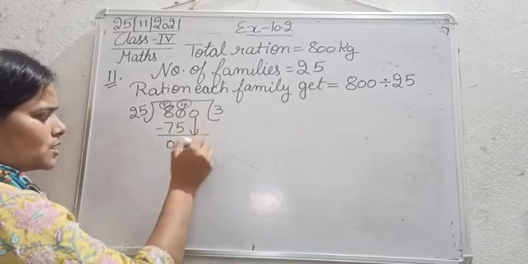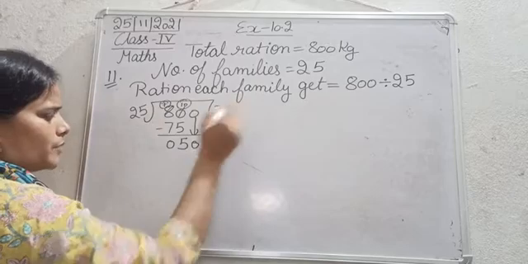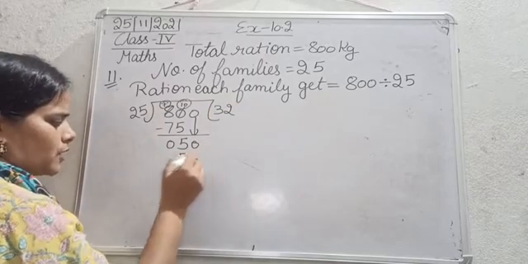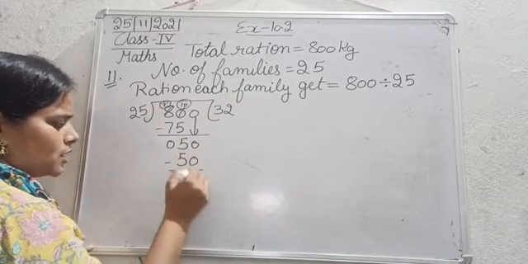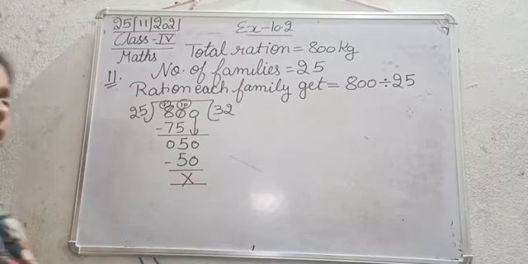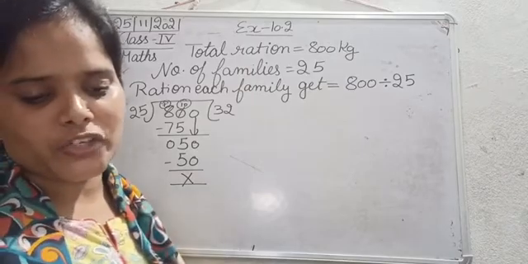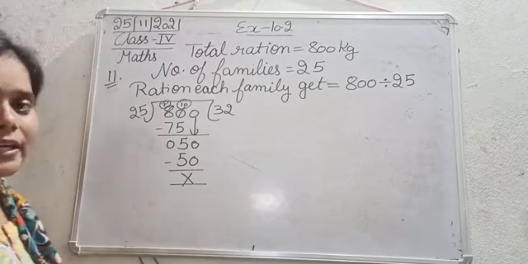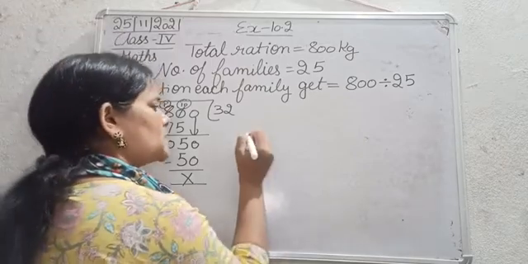Bring down the next. 25 twos are 50. 50 minus 50, nothing is left. So this is the quantity of ration that each family got. How much ration did each family get? So we will write down the solution sentence.